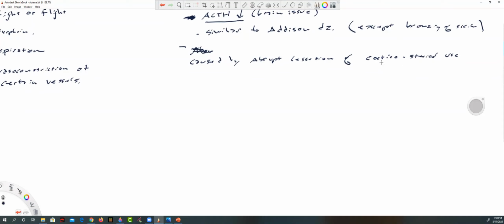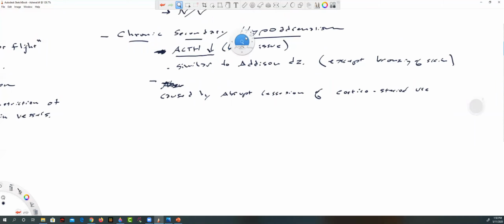if I went from corticosteroid use and then just stopped it cold turkey, that feedback mechanism's really messed up. And so that can cause this chronic secondary hypoadrenalism. And it's chronic. So you can mess yourself up for a while. So you gotta be careful with corticosteroids. They aren't toys.